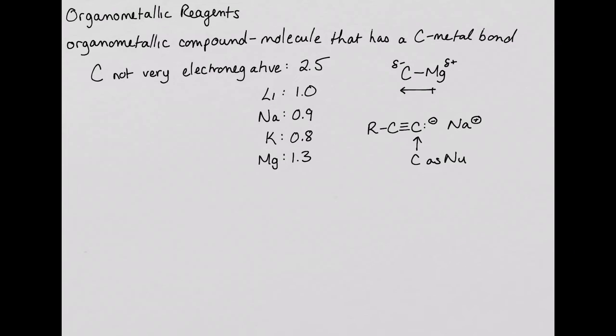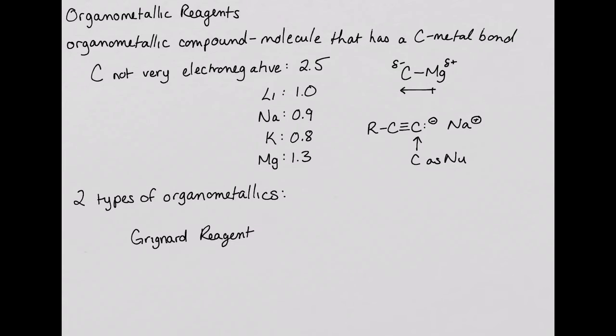There are two main classes of organometallic compounds. The first is called a Grignard reagent, in which the metal that allows carbon to act as a nucleophile is magnesium. The other type is called an organolithium reagent, where lithium is the metal that allows carbon to act as a nucleophile. Both of these reagents have a similar reactivity. Finally, let's look at how we synthesize these organometallic reagents.